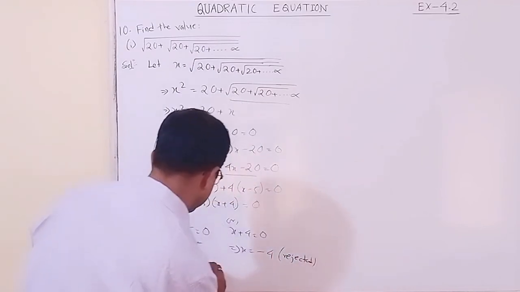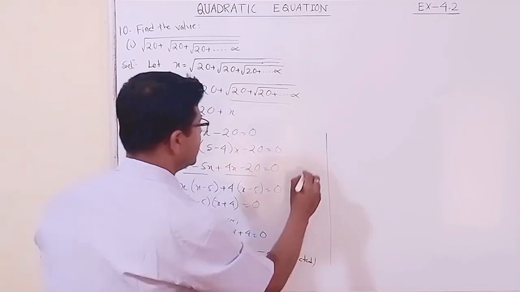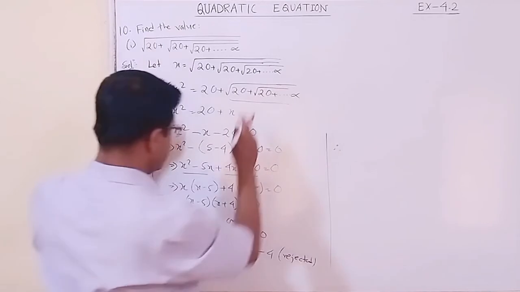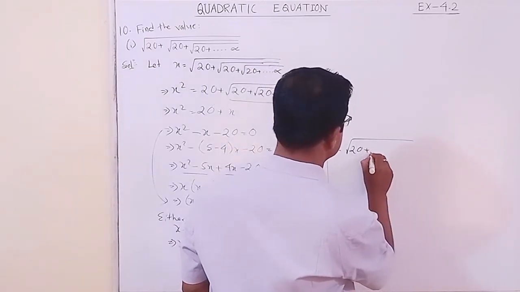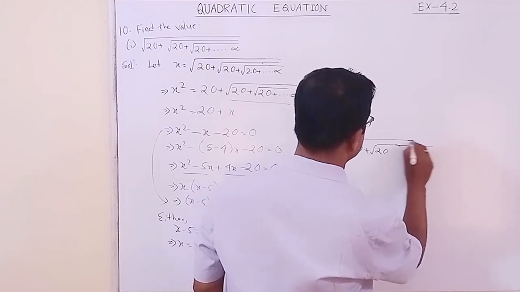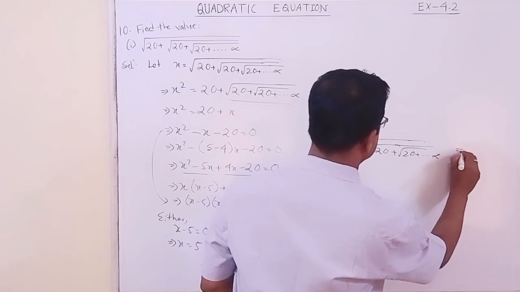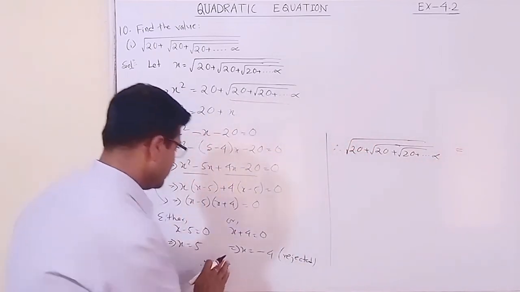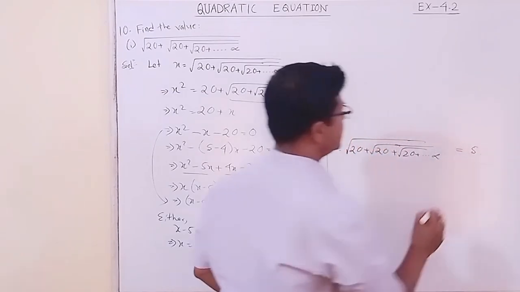Okay, so what is the value of x? Therefore x is equal to 5. It means its value is only 5. Therefore square root of 20 plus square root of 20 plus square root of 20 plus dot dot dot up to infinity, its value is equal to how much we have found? We have found its value is 5. Now let us move to the next question.